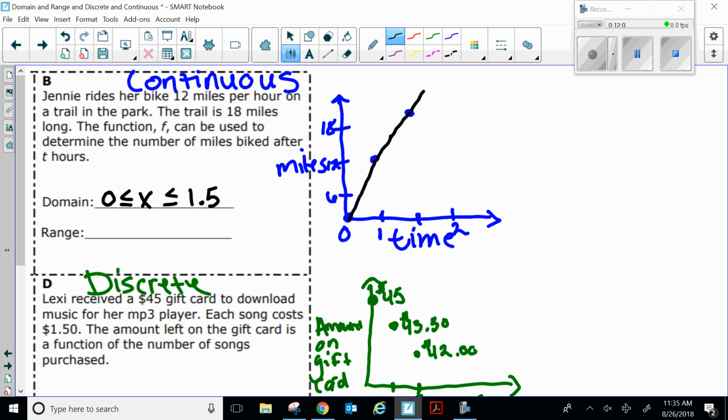My range is all my y values. In this case, that's the miles that she is riding. So she's going to begin at 0. So 0 is less than or equal to y. And the furthest she's going to ride is 18 miles. So y is less than or equal to 18.